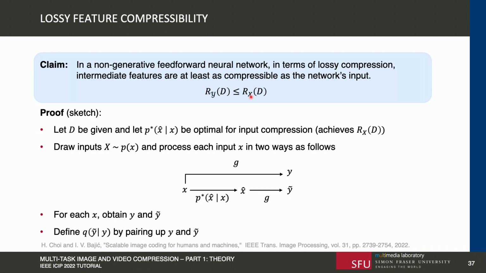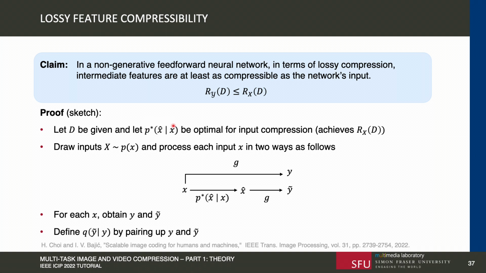So we're going to give a brief sketch of the proof. We're omitting some details, but hopefully the main ideas will be conveyed. So we start by saying let d, the output distortion level, be given, and let p star be the optimal quantizer for input compression. In other words, it's the quantizer that achieves the rate distortion function for that given d at the input. This optimal quantizer may or may not be unique. If it's not unique, any one of the optimal quantizers would do.